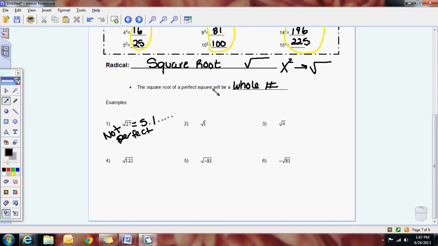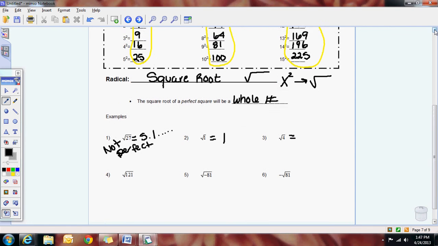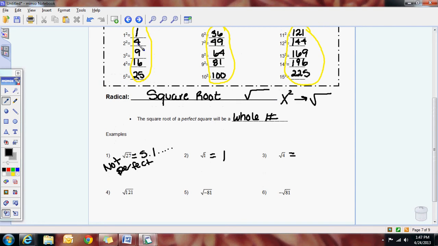Square root of 1, well, is 1 a perfect square? If you look back at your list, yes it is. So the square root of 1 would just be 1. Square root of 4, if we look at our list, is 4 a perfect square? Well, yes it is. So that means the square root of 4 is going to be 2, because 2 times 2 gives us 4. What about 121? Well, 121 is also on our list, so the square root of 121 is 11, because 11 times 11 is 121.